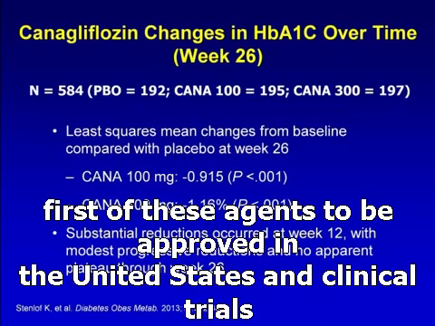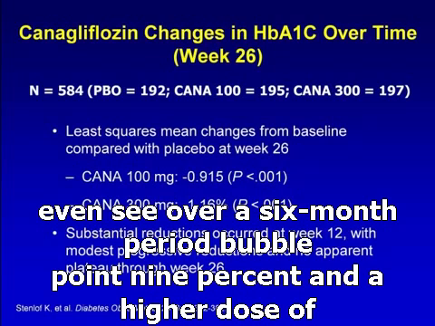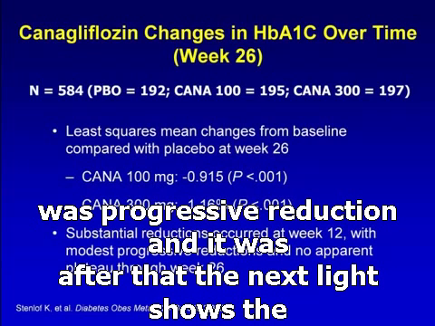Canagliflozin was the first of these agents to be approved in the United States, and clinical trials demonstrated that as monotherapy, canagliflozin 100 milligrams lowered A1C over a 6-month period by about 0.9%. The higher dose of 300 milligrams lowered it by 1.16%. Most of this reduction occurred within 12 weeks, and there was progressive reduction in A1C after that.